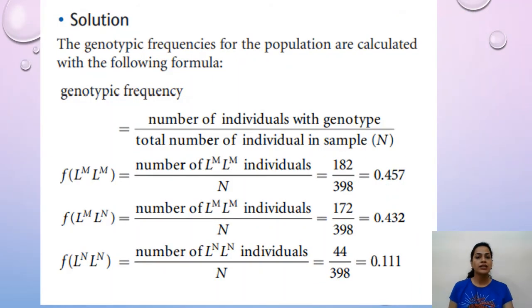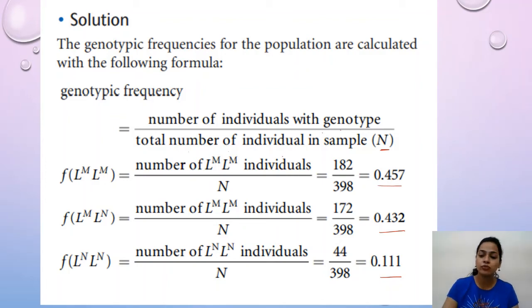This is where the answer is given. You can see after calculation these are the frequencies, and I have already told you that frequency is generally expressed in decimal form. The formula that we use is the number of individuals with a specific genotype divided by the total number of individuals in the sample, that is represented by capital N.